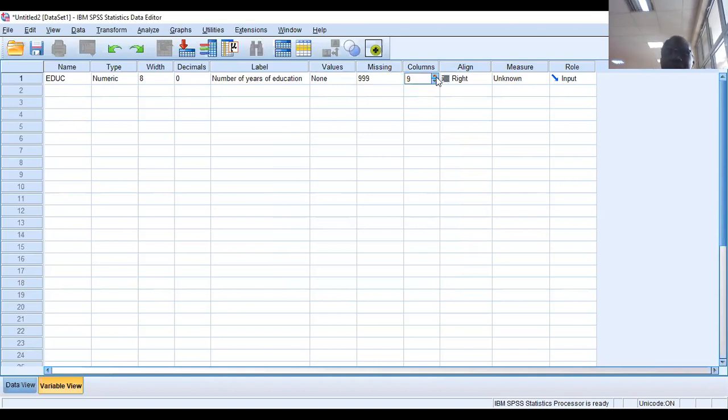Column, again, leave as default. Right alignment is basically beauty. You know, like in Excel, you left align this side, right align center.